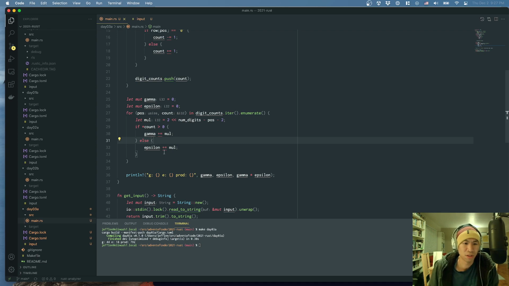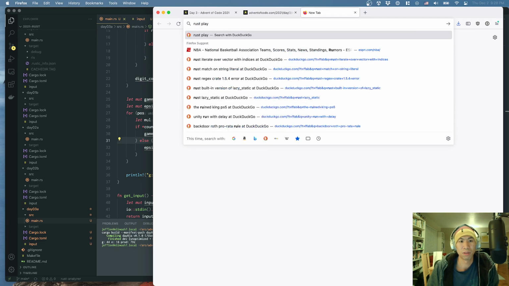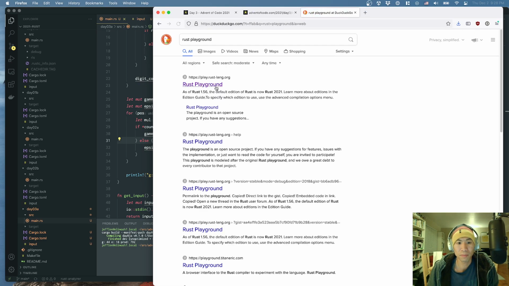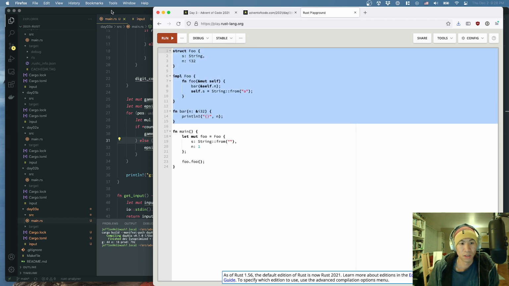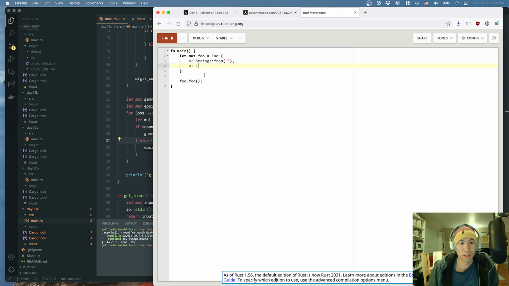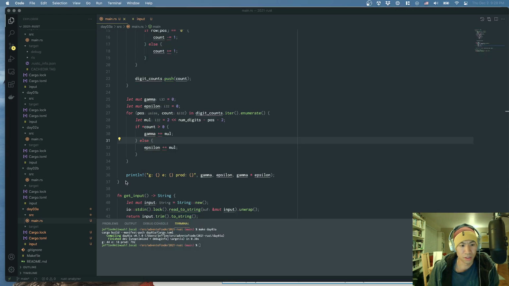What happens if we left shift by a negative number? Is that even possible in Rust? Rust playground. I must have been playing around with this before. Let's just print the value of 2 shifted over by -1. I bet this is just going to complain. Yeah, this is an overflow.